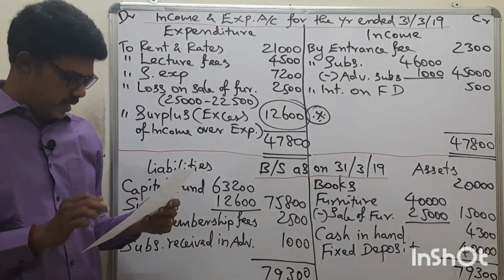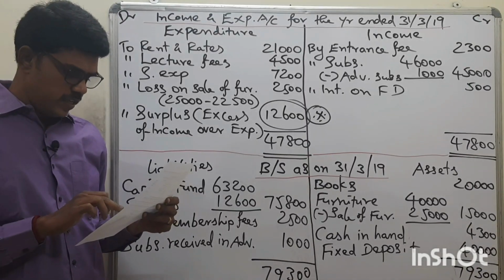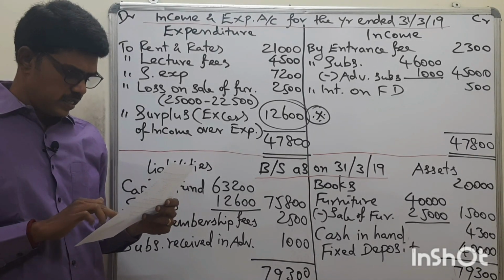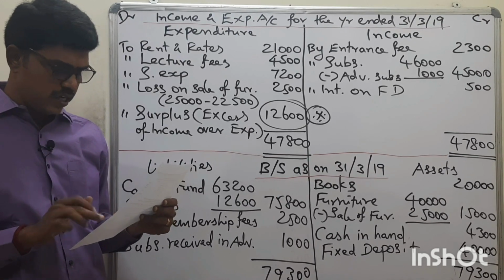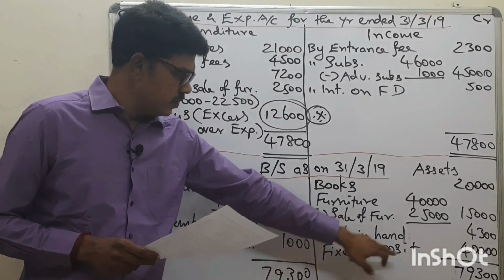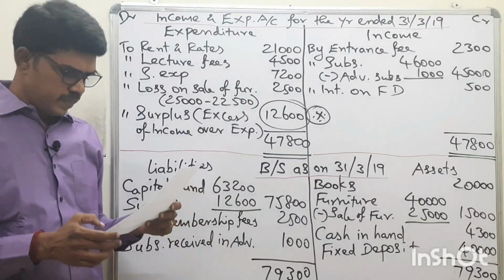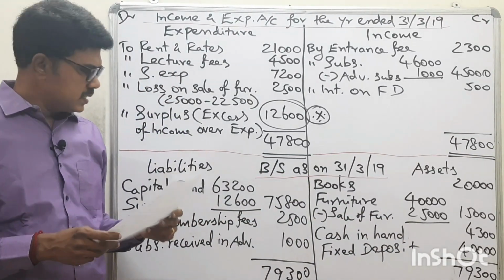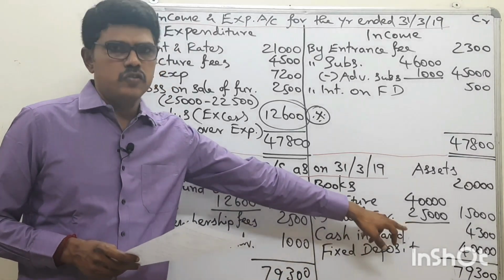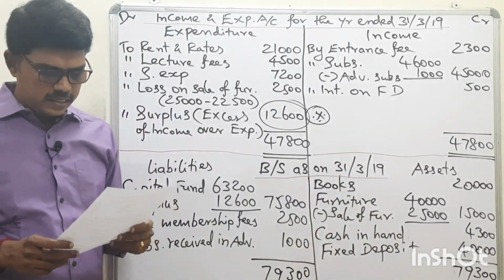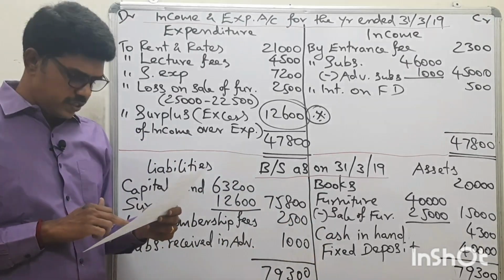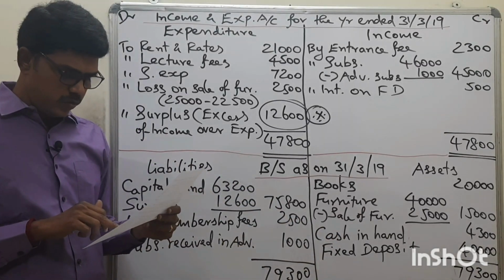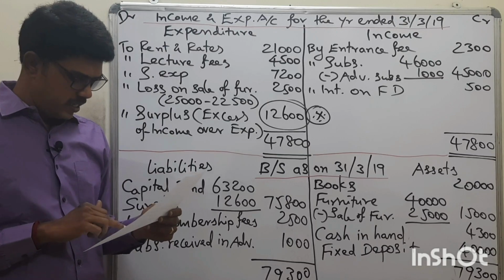Then cash in hand. If you come to the payment side, rent and rates, lecture fee, sundry expenses, everything is expenditure. Fixed deposit 40,000. Then cash in hand 4,300. Closing cash in hand is the current year asset, so we are recording it on the asset side. Then we should see the additional information. Already we have written books and furniture.